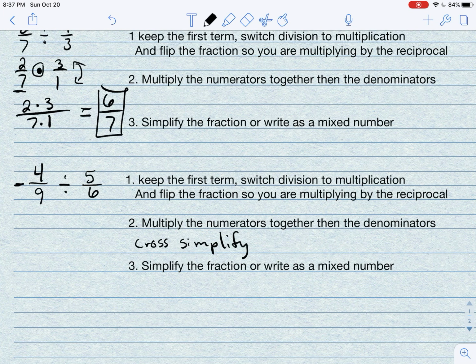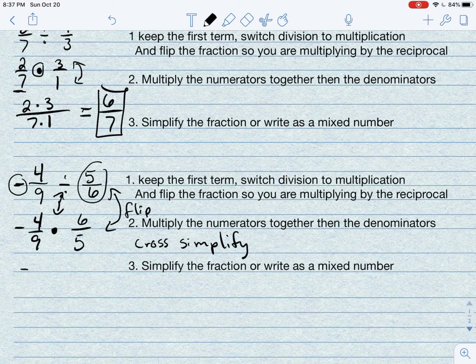So once again, same thing. Keep the first fraction, change our division to multiplication, and take the reciprocal of our last fraction. And note, there is a negative number. It's an odd number of negatives, so our answer is going to be negative. So -4/9: we kept our first fraction, we changed our division to multiplication, and now we're going to take the reciprocal of 5/6, or flip it. And now we can multiply.